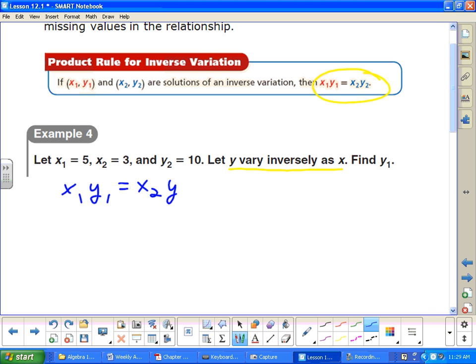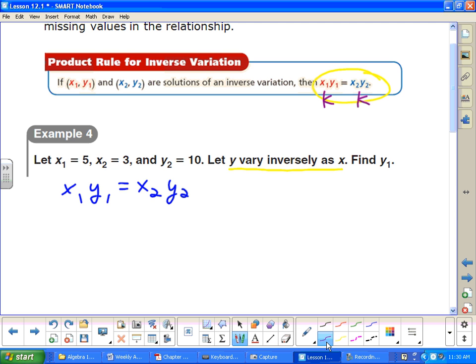Now understand that this is legitimate because both of these things just represent k. If it's an inverse variation relationship, anytime I take a point of that relationship and multiply the x and y values together, I get k. So it doesn't matter whether it's the first point or the second point. When I multiply them, I'm going to get k. So then it's just a matter of plugging in the numbers and solving. But make sure you plug in the right numbers in the right spot.